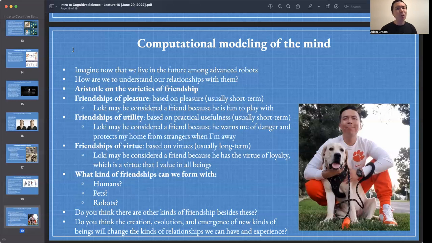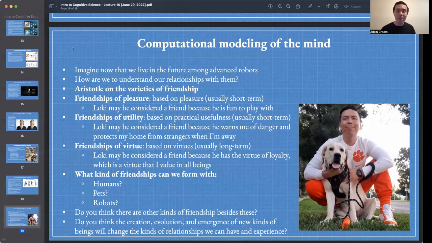And that would be more of a friendship of virtue. Of course, we can get into debates about whether dogs can have virtues and whatnot, but that's a debate well worth having. Here I'm just using examples to clarify the distinction between different types of friendship: friendships of pleasure, friendships of utility, and friendships of virtue.